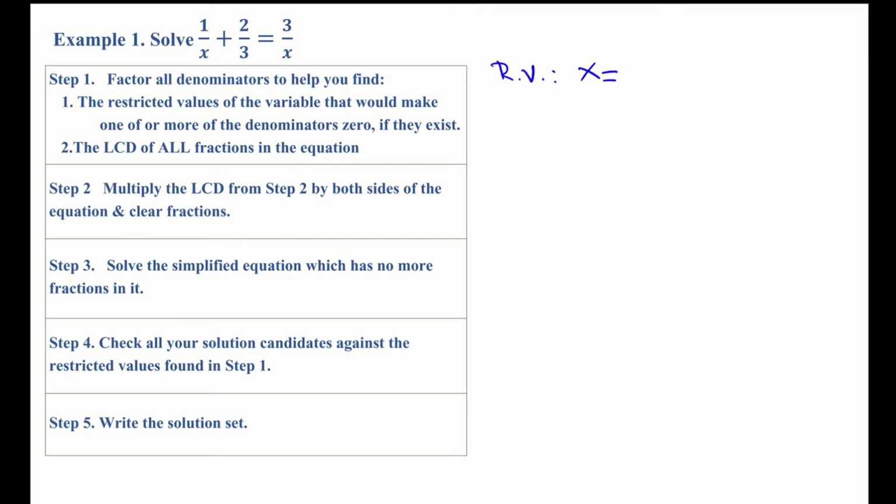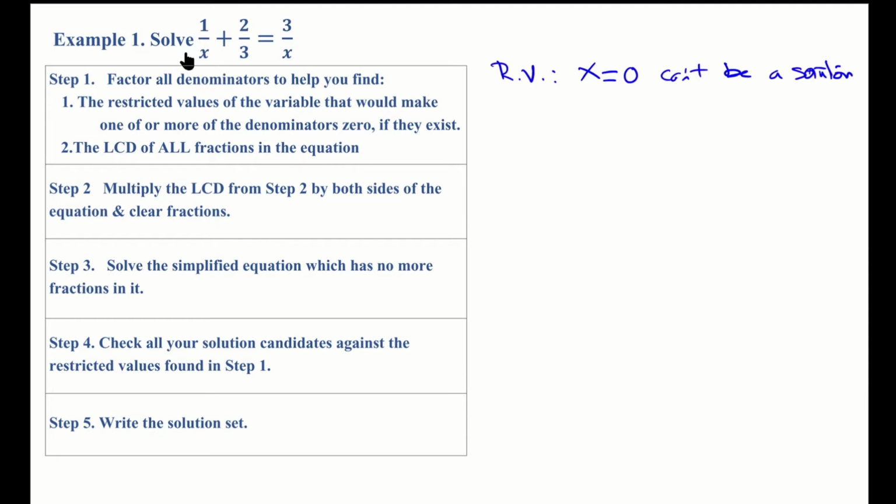For the restricted values, remember, the only value of x that's going to make any of these denominators 0 is x equals 0 itself. This is a very simple case. So there's the restricted value of x. Basically, what you're saying is that x equals 0 can't be a solution. Why?